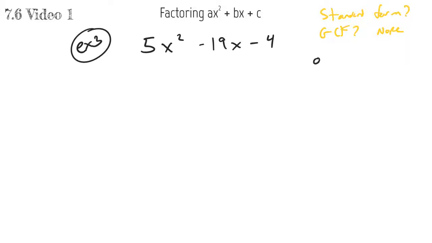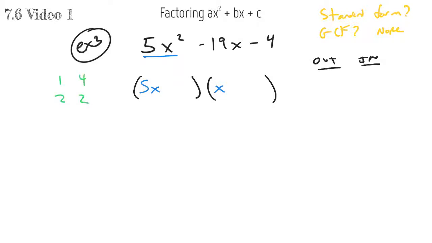So set up your outside check and inside check. And then start off with parentheses. Always start with the blank parentheses. It's the easiest way to do these. It gives your brain something to look at. Okay, and then to get 5x squared, I'll go 5x and x. Then my only options for 4, I want to get to 4, are 1 and 4 or 2 and 2.